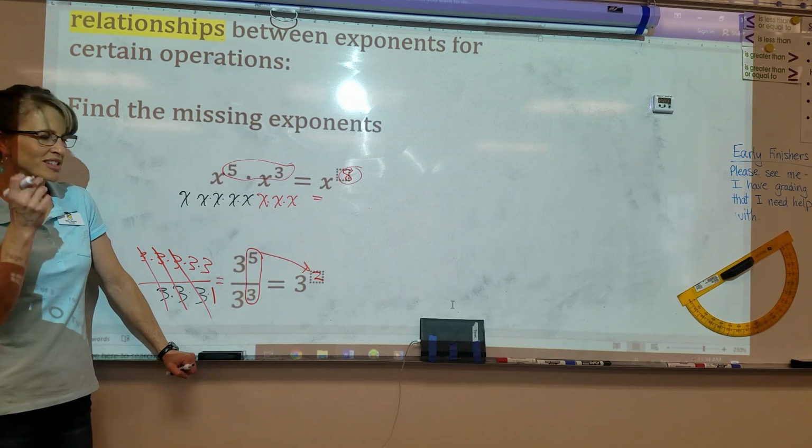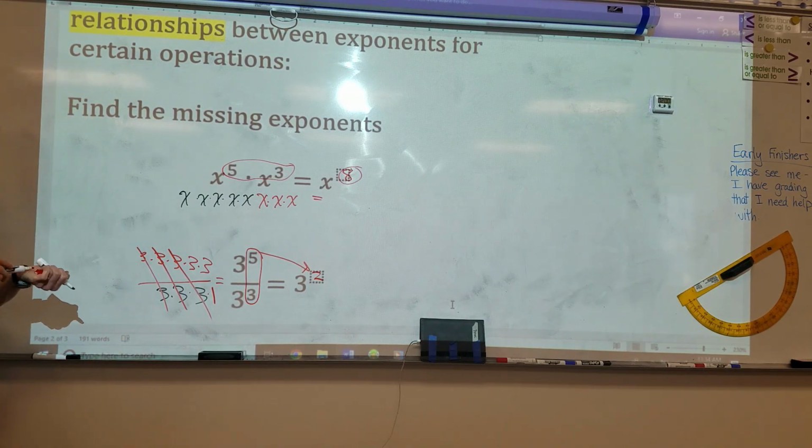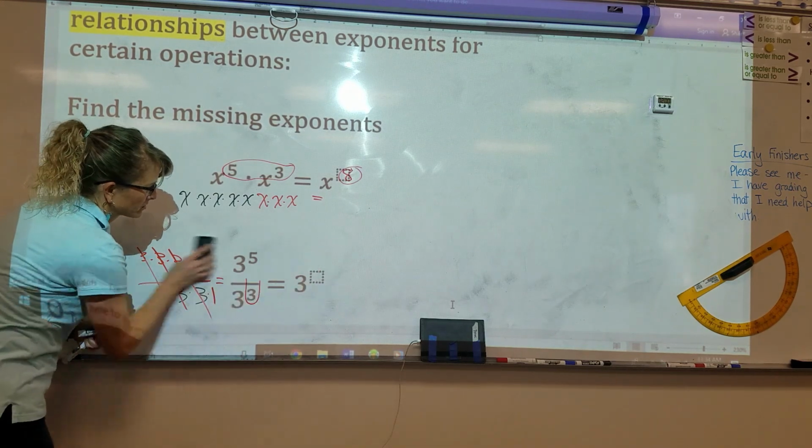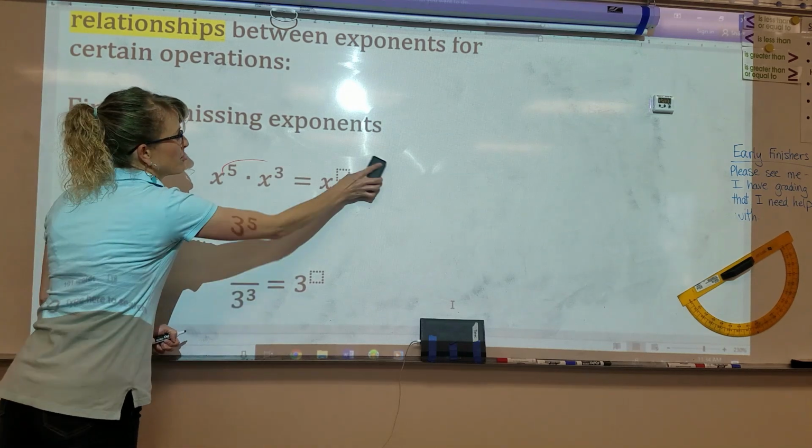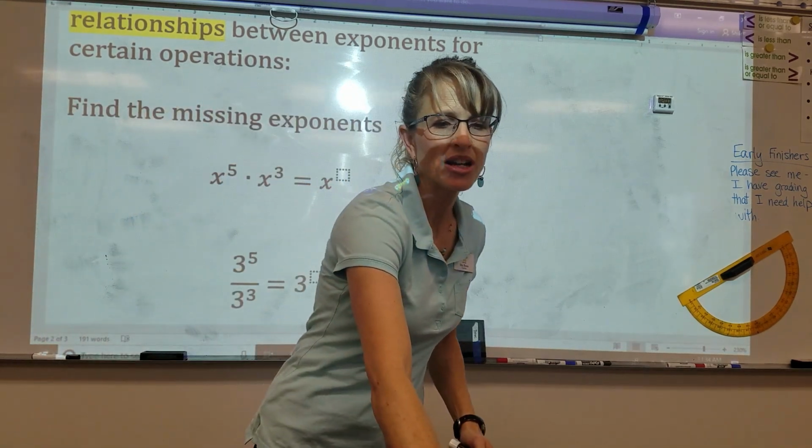What do I do to the exponents? Get ready? Subtract them. We subtract them. And it's always the top one minus the bottom one. The numerator exponent minus the denominator.